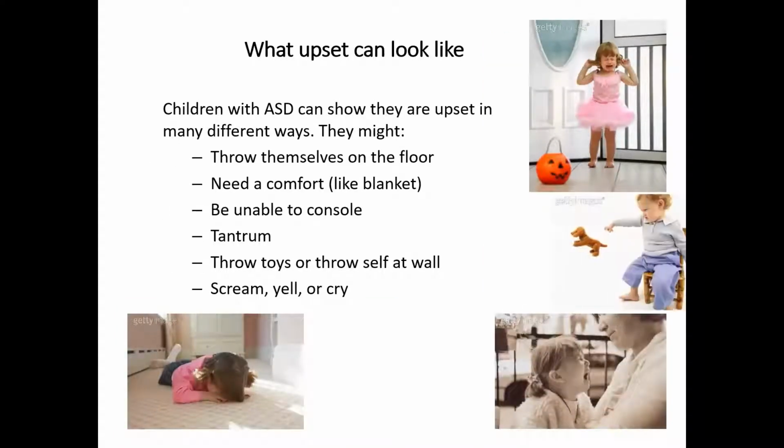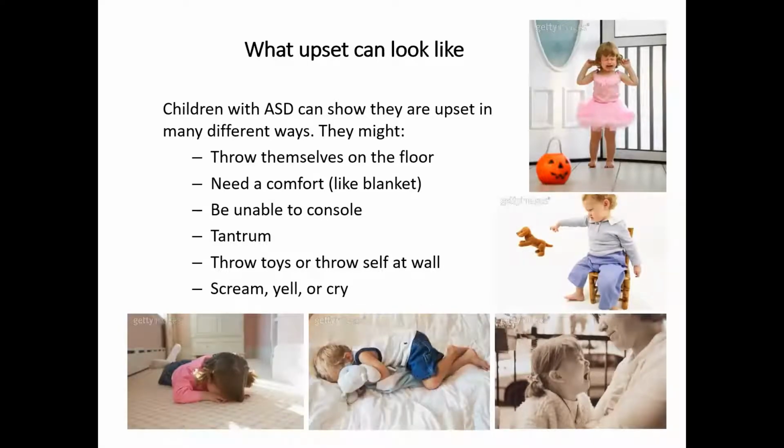When an individual on the autism spectrum is upset, this can also look different. So children with ASD can show that they are upset in many different ways. They might throw themselves on the floor. They might need a comfort, like a blanket. It might be challenging or difficult to console them and to help them calm down. They may have a tantrum. They might throw toys or throw themselves. And they may scream, yell, or cry. And again, this is very individualized and different for every person with autism.